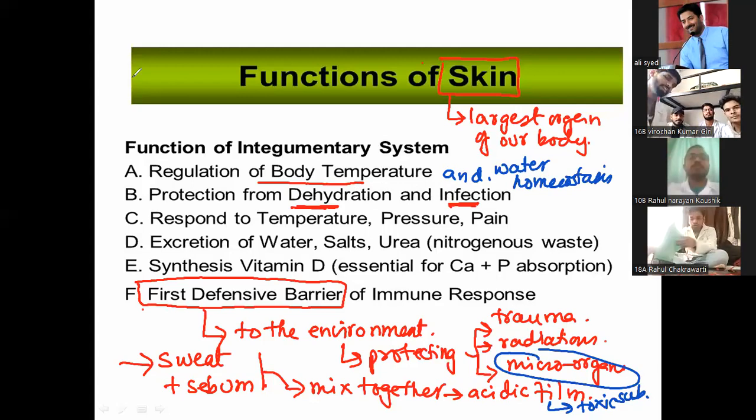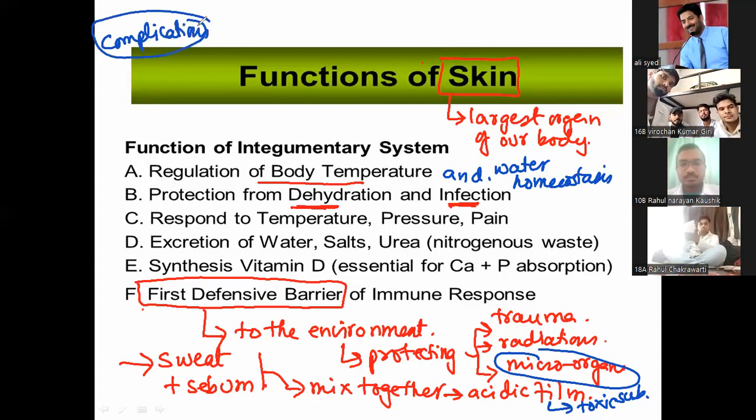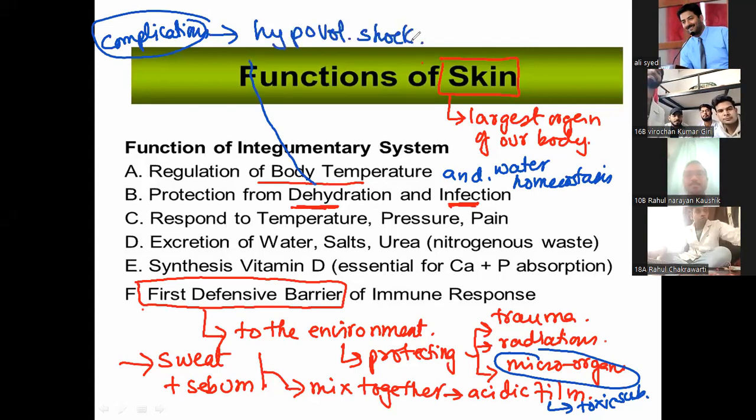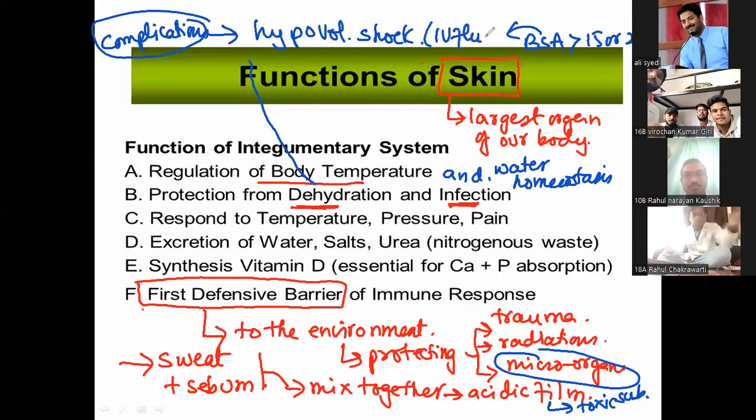So very important point. When we are going to discuss the complications of the burn patient, please remember, due to dehydration, the patient can develop hypovolemic shock. So hypovolemic shock can result in a patient with severe burn injury. If the burn surface area is more than 15 or 20%, in these patients you must give the patient large amounts of IV fluids.